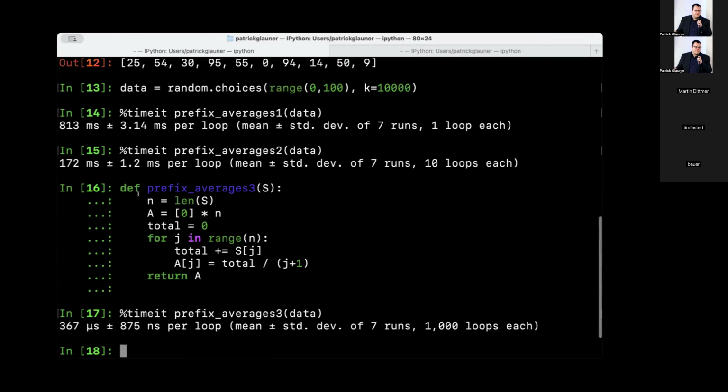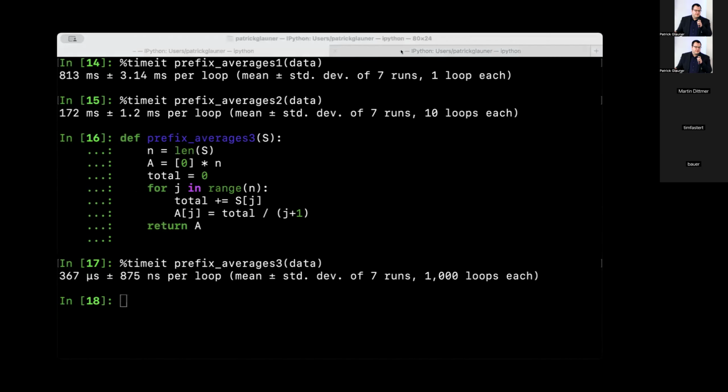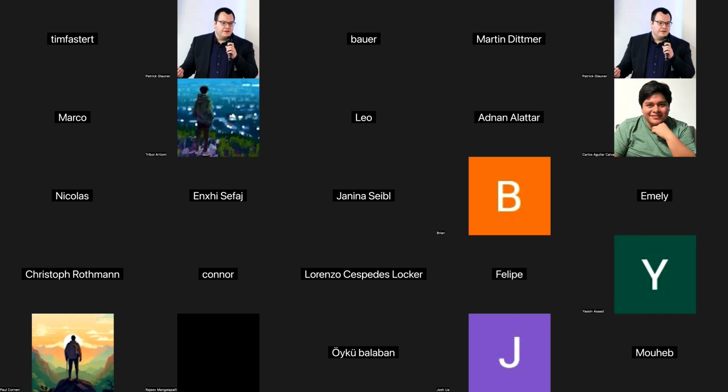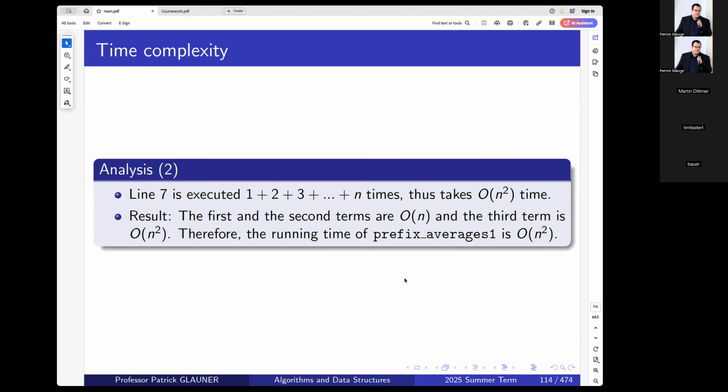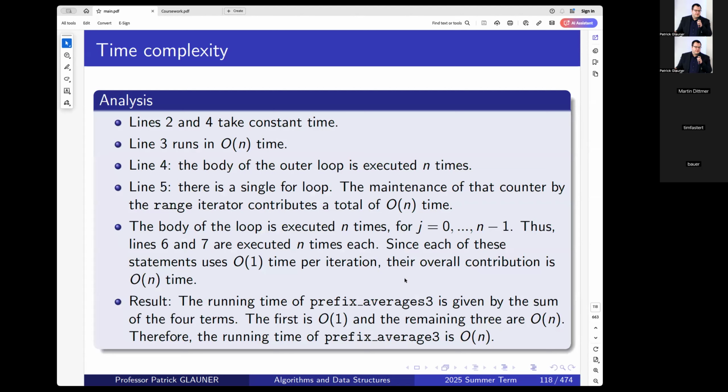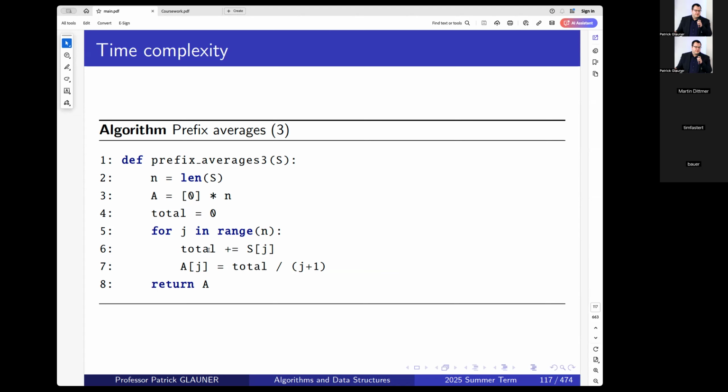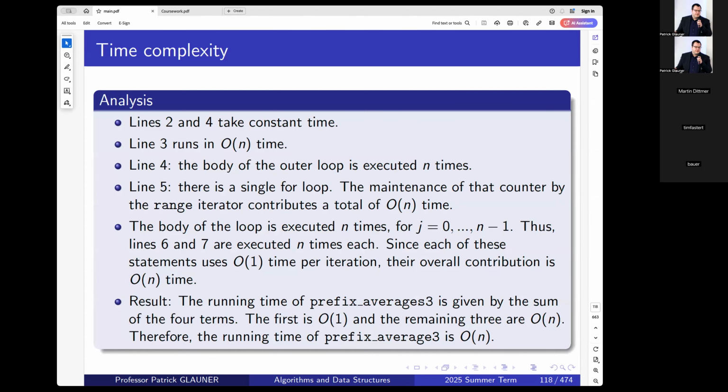So we are at 367 microseconds. And this is now not just a constant improvement, but a squared one. We have just taken the square root of this and it leads to a massive speed up, as we can see. This is something we've now tested together for the prefix averages. All we've done here is also described in the slides, and there's a detailed analysis why this one here is O of n, but we've just discussed this together.